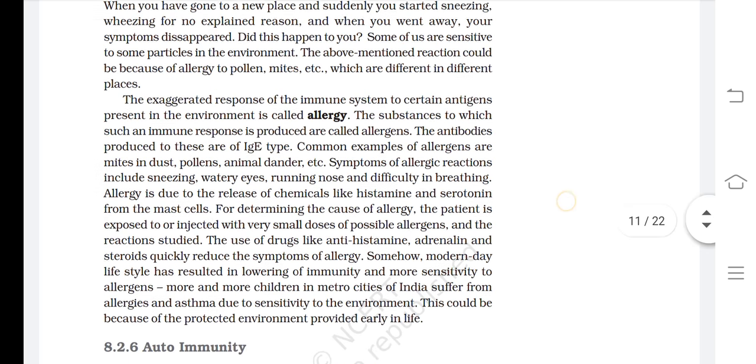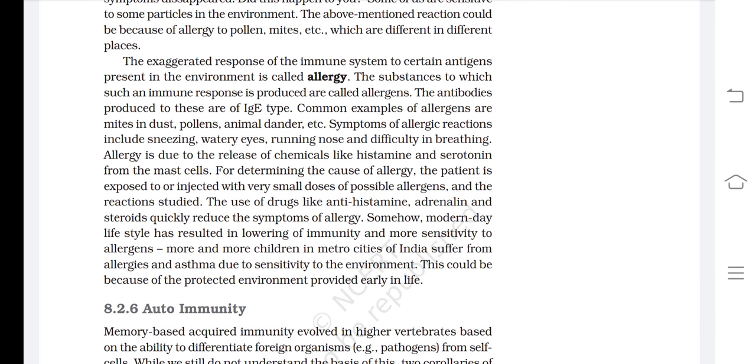The exaggerated response of the immune system to certain antigens present in the environment is called allergy. The substances to which such an immune response is produced are called allergens. The antibodies produced to these are of IgE type. Common examples of allergens are mites in dust, pollens, animal dander, etc. Symptoms of allergic reactions include sneezing, watery eyes, running nose, and difficulty in breathing.